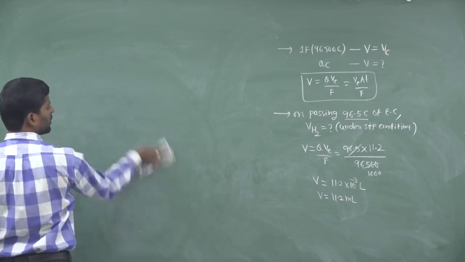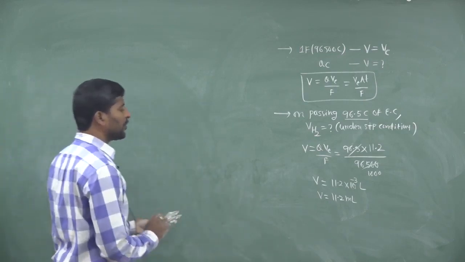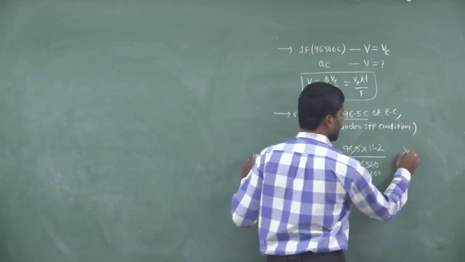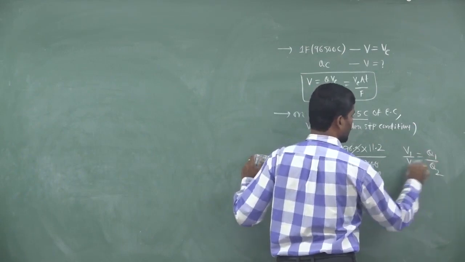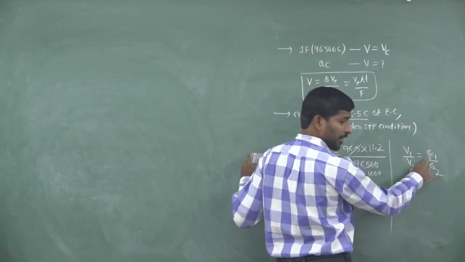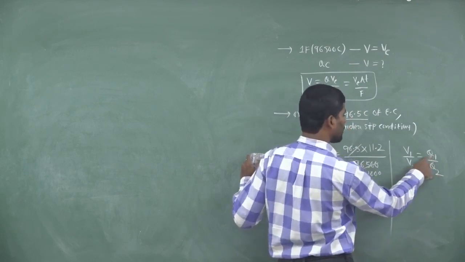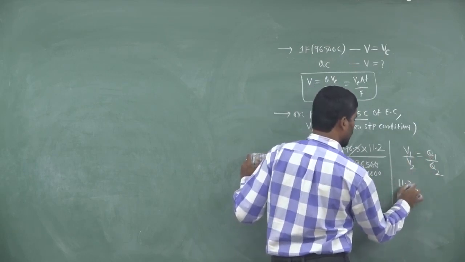Or you may follow like this also. V1 by V2 is equal to Q1 by Q2. One Faraday we have to take as 96,500. If you take 96,500, here we will get 11.2.